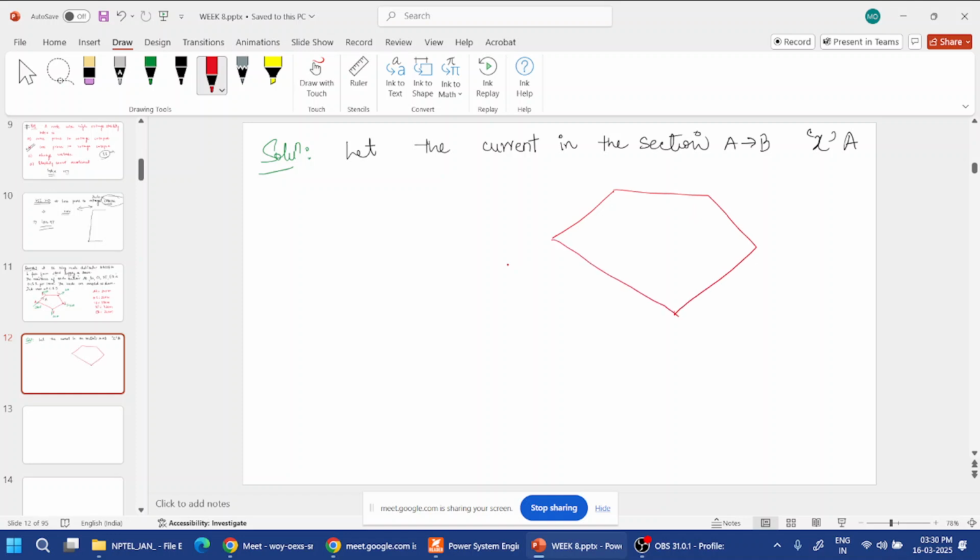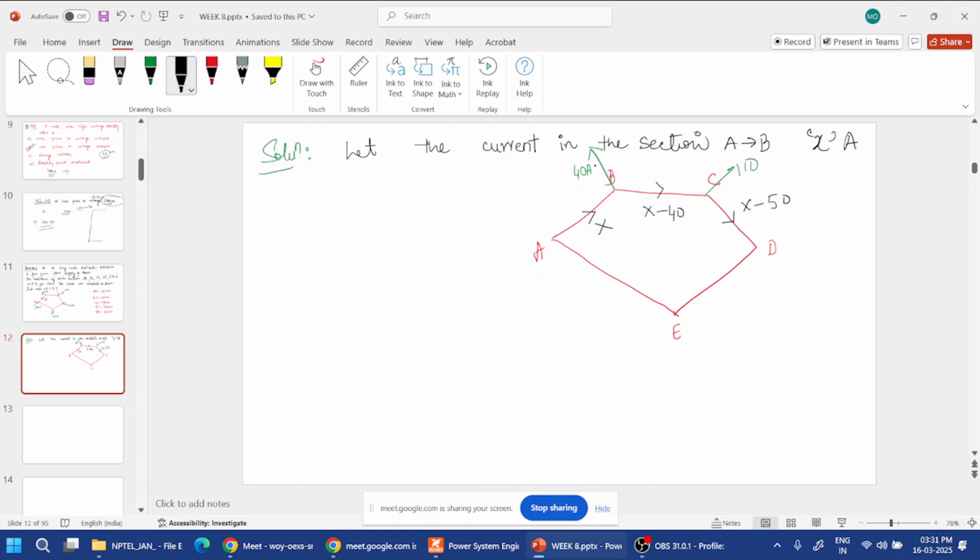Okay, so in AB the current is X. Then after that, 40 ampere goes here. So in B and C, the current will be X minus 40. So in C to D, what happens here is that another 10 amperes goes from here, so the remaining X minus 50 will be here.